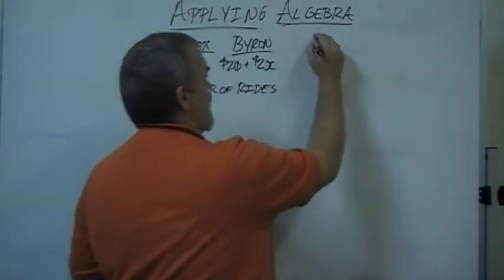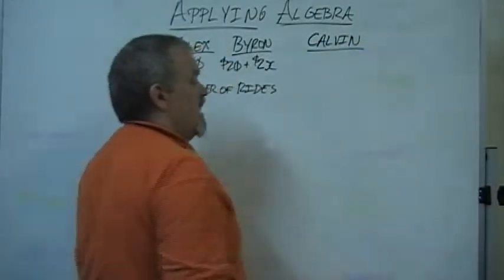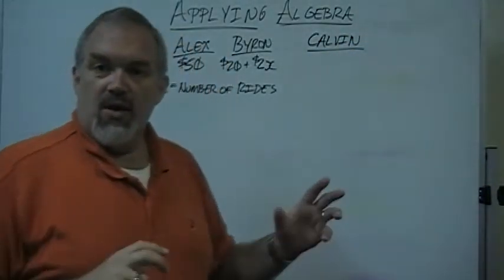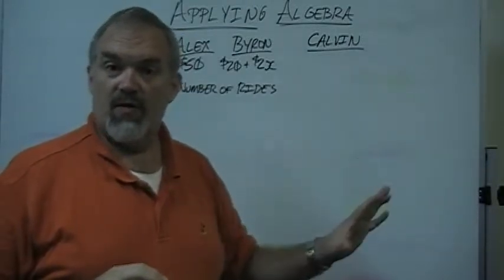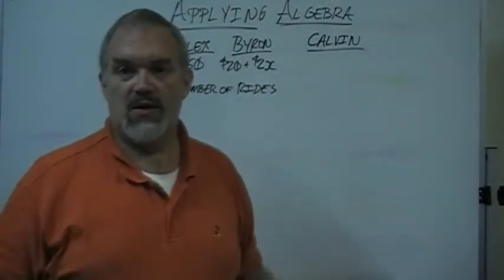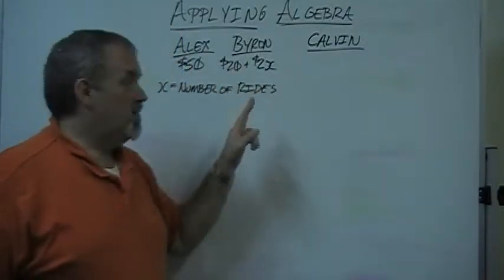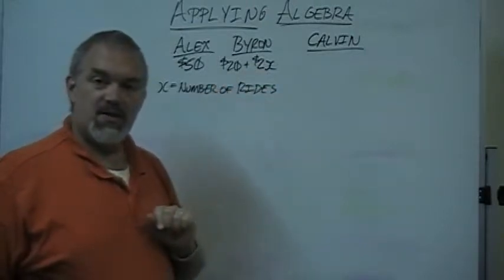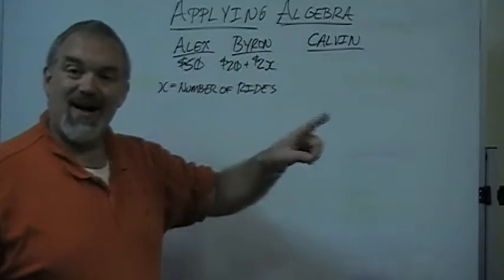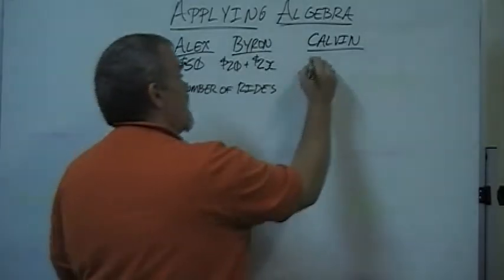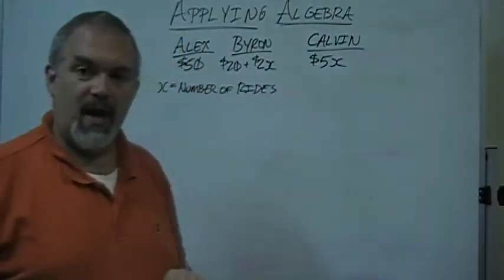Now Calvin, on the other hand, decides that he wants the third option. The third option is that you pay nothing to get into the carnival, but every ride in the carnival costs $5. So he's not going to have this part of the expression, but he will have this part. How much does it cost? $5 for each ride, or $5 times the number of rides. $5x, or 5x, that's how much he'll pay.